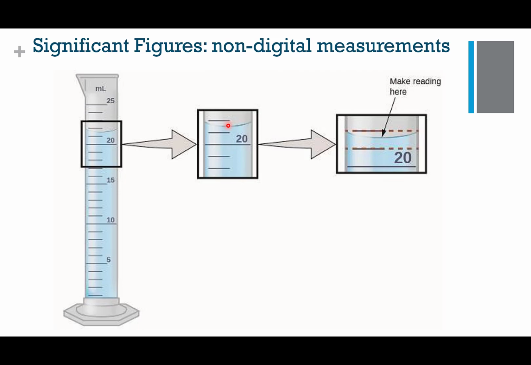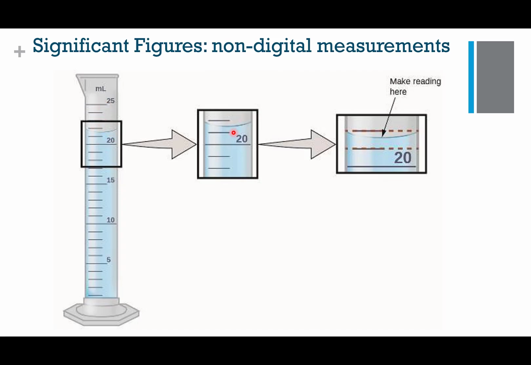So when we read a non-digital scale, we are always going to read the digits that we are absolutely certain of. And then the last digit that we write down will always be an estimated digit. Okay, so looking at this graduated cylinder, I see 20, 21, 22, 23, 24, 25.